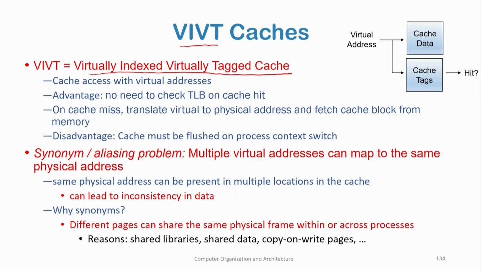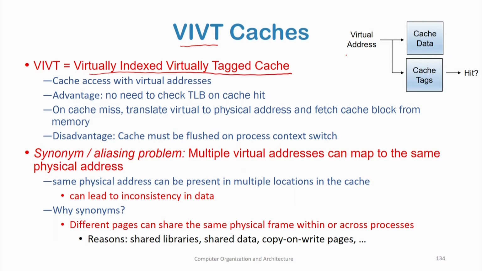So, directly from the name we understand what happens: instead of using a physical tag address and a physical indexing of the cache, I use the virtual address to both index and tag the cache. Because I directly use virtual addresses, I break the virtual address again into tag part and index part, and go into the data and tag part of the cache. So, the cache access is done with the virtual addresses in virtually indexed, virtually tagged caches.